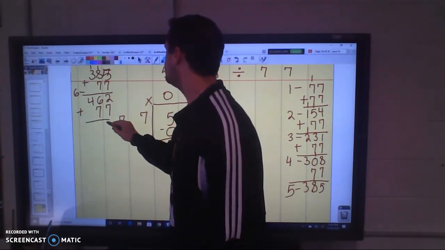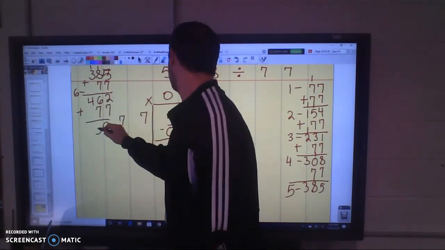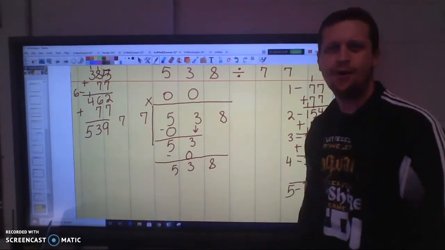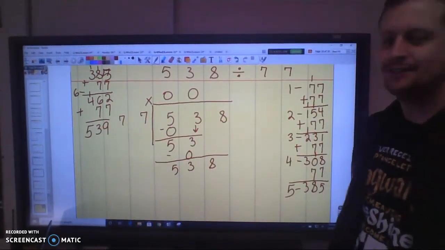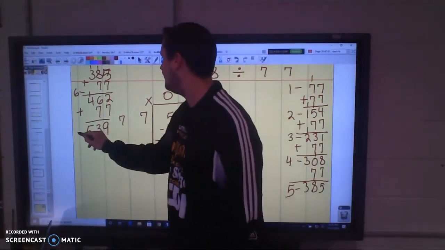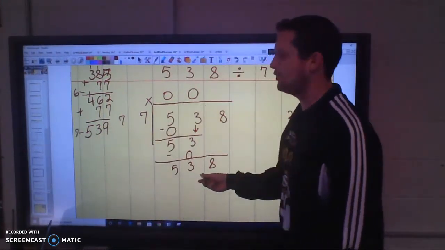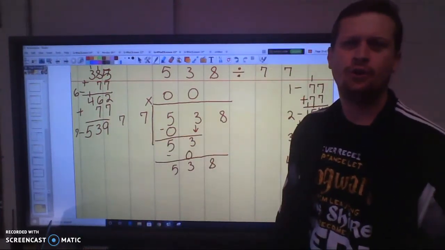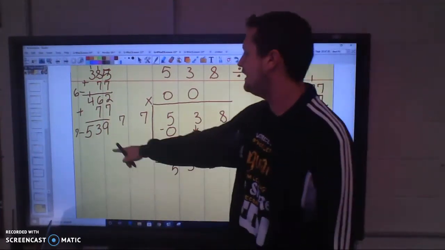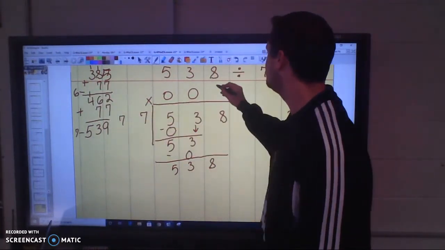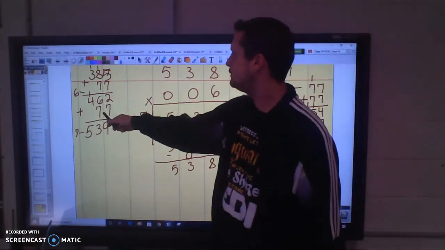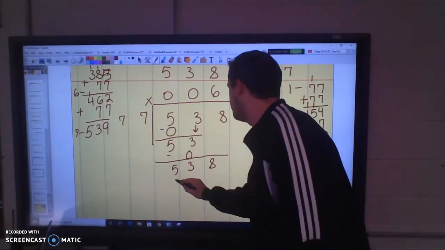2 plus 7 is 9. 7 plus 6 is 13. Oh, man! Look at that. 539, 538. It is one too far away. So it is not 7 times, it is 6 times. So 77 times 6 was 462.